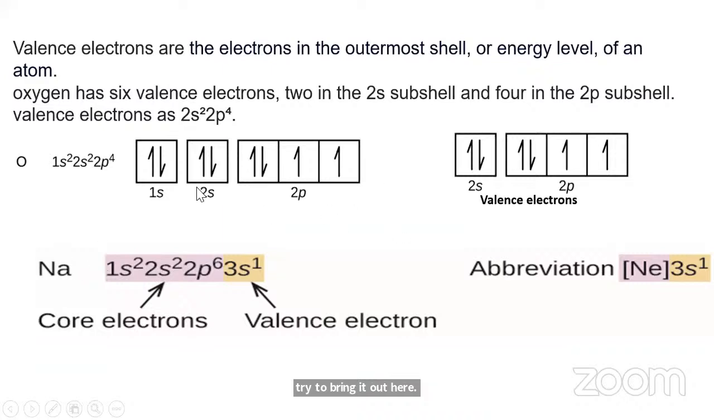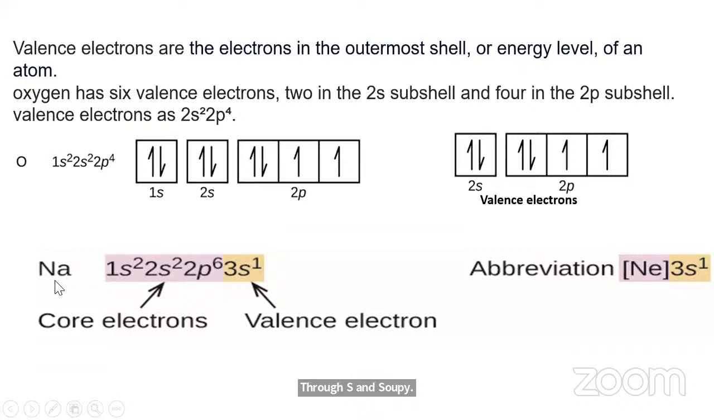You have oxygen. Oxygen is 1s2, 2s2, and 2p4. The core electron we have here is this. So you have your valence electron as 2s and 2p. So oxygen has 6 valence electrons.